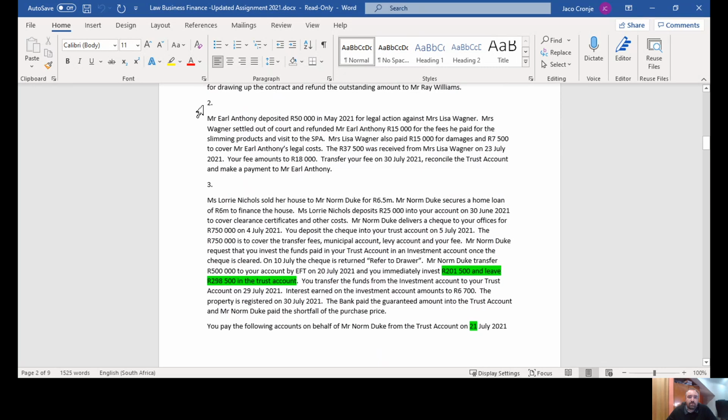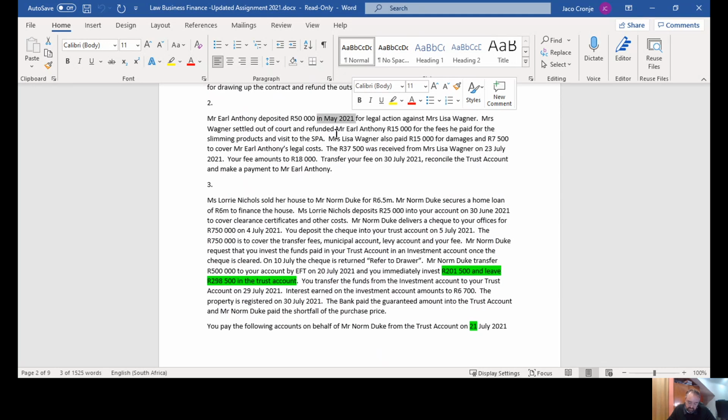Right, let's move on to number 2. Mr. Earl Anthony deposited 50,000 Rand in May 2021. Now, May is very important because we're doing July. So that means the 50,000 Rand, if there's no other transactions before July, is an opening balance in the ledger of Mr. Earl. It's not a transaction in this month. Okay. For legal action against Mrs. Lisa Wagner, Ms. Wagner settled out of court and refunded Mr. Earl Anthony. Now let's just park there.